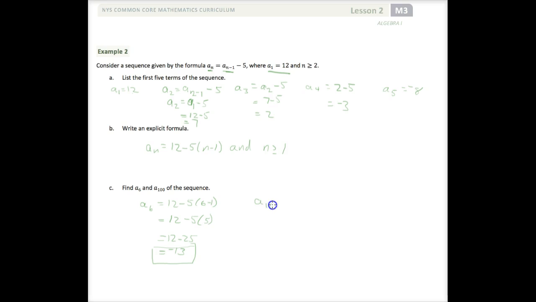So then we have a sub 100. Well, I bet you're thinking it's a good thing we have an easier formula for this. 100 minus 1, well, I hope you are. And a sub 100 is 12 minus 5 times 99. 5 times 99 is 495. And then that's going to be subtracted from 12. So a sub 100 is going to be negative 483. We certainly didn't want to go out 100 times trying to find that answer. So it's a good way to do it.